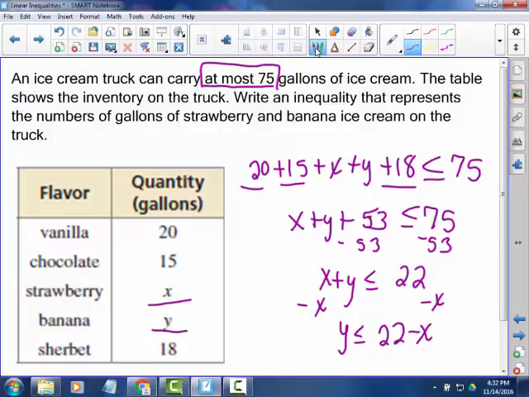I probably would have stopped here. That's probably the best choice given the situation. Or here, because that would be something I could graph and work with as well. Okay.